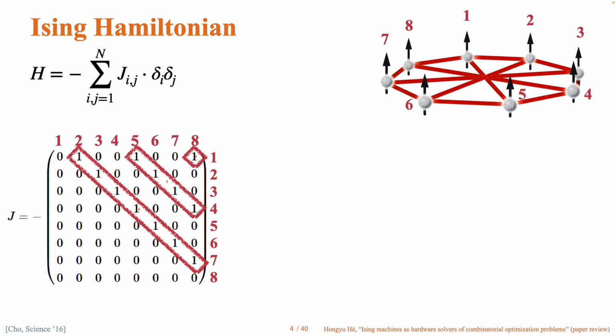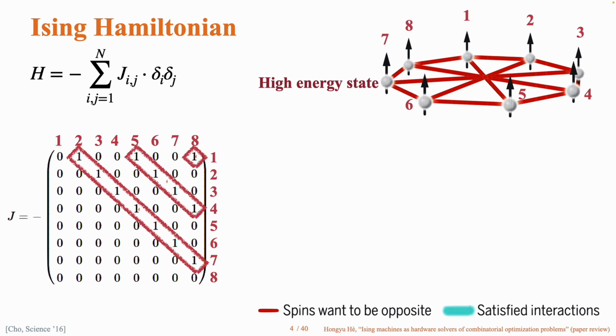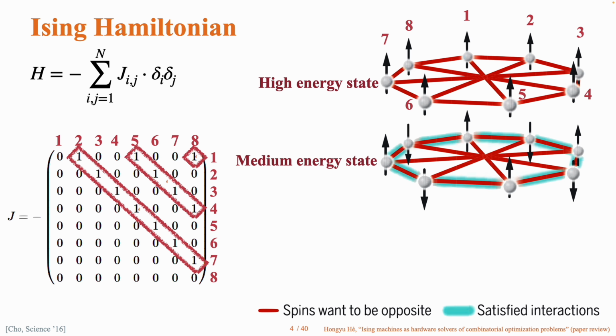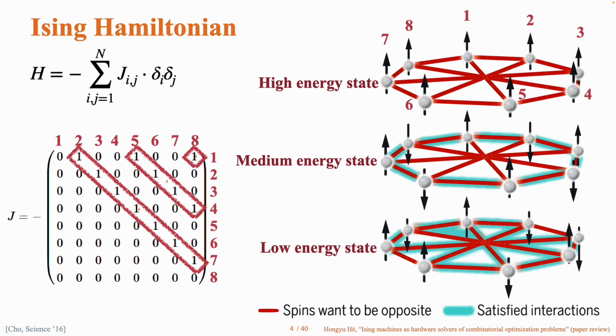So we can see that, for example, 1 is connected to 2, 5, and 8. In this case, we have a very high energy state because all of them are repelling each other, thinking of them as magnets. But once they are interacting with each other, they naturally configure their spins in order to reduce the amount of energy of the whole system. And eventually, we will have a low energy state where all the spins are configured.